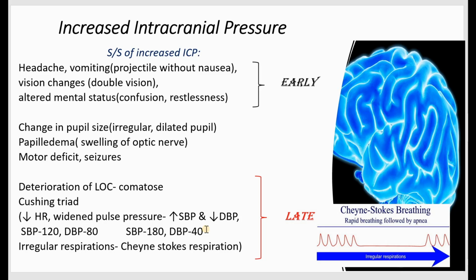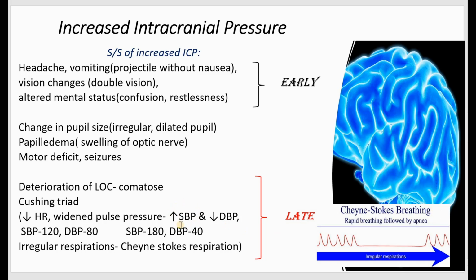Now, what causes this widened pulse pressure? The increased systolic blood pressure is because of stimulation of the sympathetic nervous system. Now there is an increase in ICP. As a result, the brain is not getting enough blood. So the body is trying to compensate by increasing the systolic blood pressure, increasing the blood supply to the brain. So you will see increased systolic blood pressure.